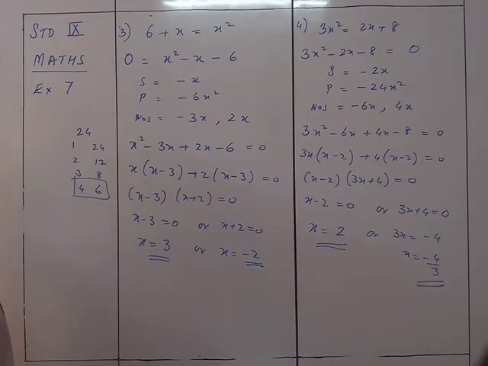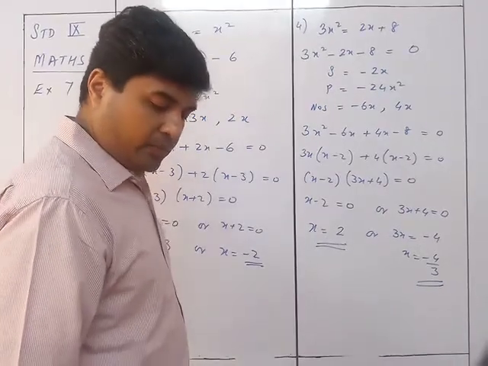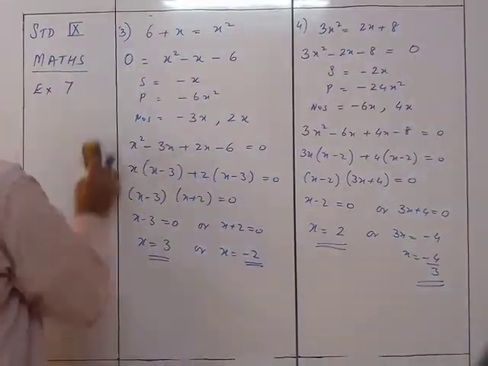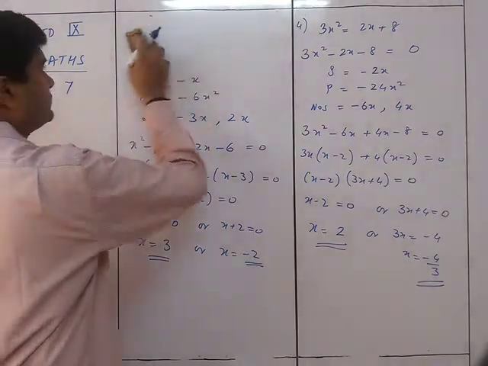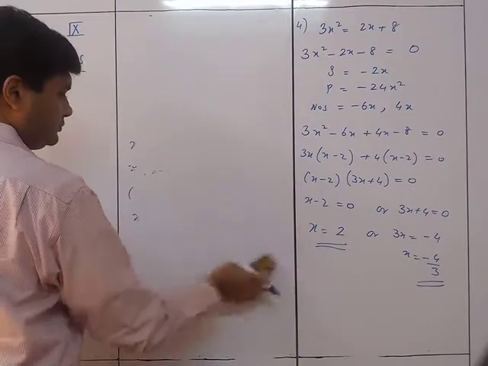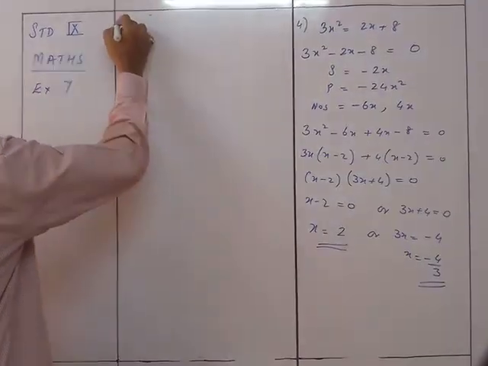Understood? Any doubts over here? Right? Come. So this was sum number 4. We now move on to sum number 5. Sum number 5.